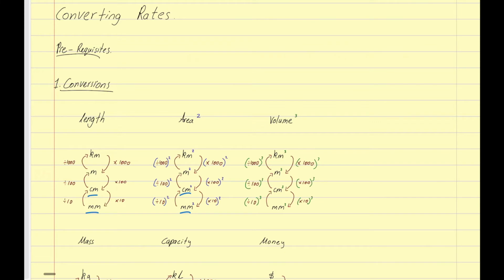And as you can see, that's the reason why I had a little bracket around that, and then I squared all of them. Same thing with volume. Volume is measured in cubic units, so that's why we're going to be dividing by 10 cubed, dividing by 100 cubed, multiplying by 1000 cubed, and so on and so on.